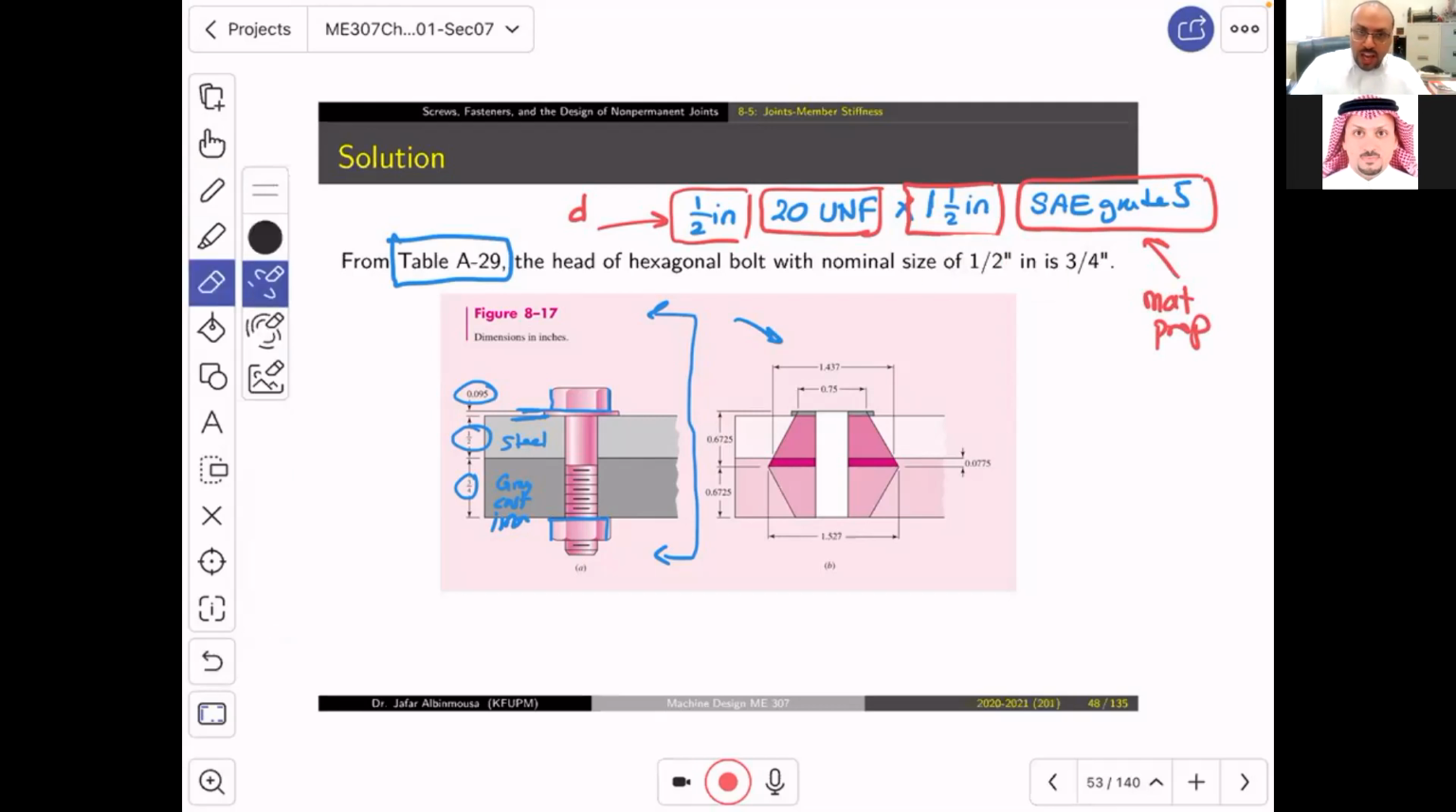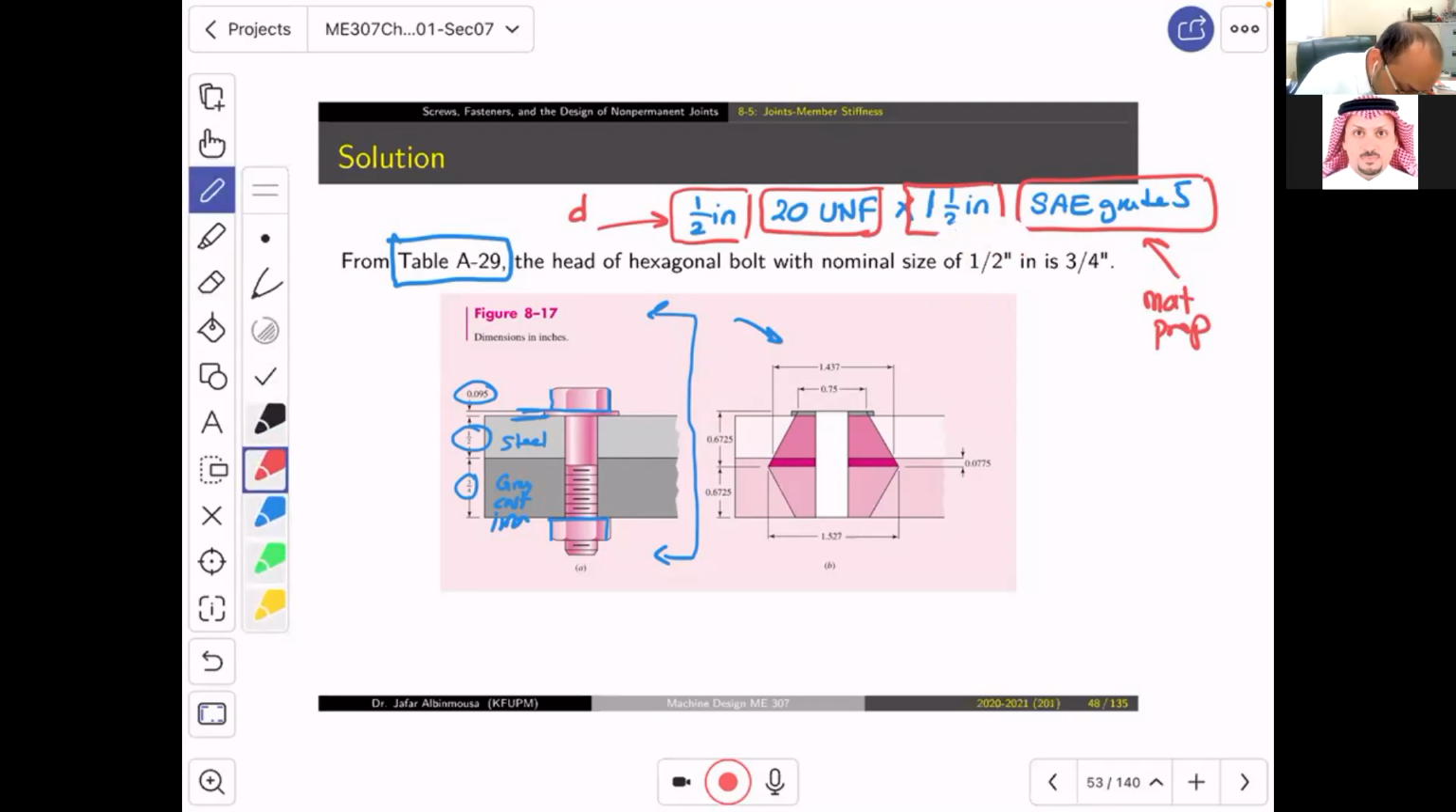If we go to table A29 and look for a hexagonal nut, and for size 1/2 inch, how much is going to be the head? If your bolt diameter is 1.5 inch, how much is this? How much? Why is this very important?